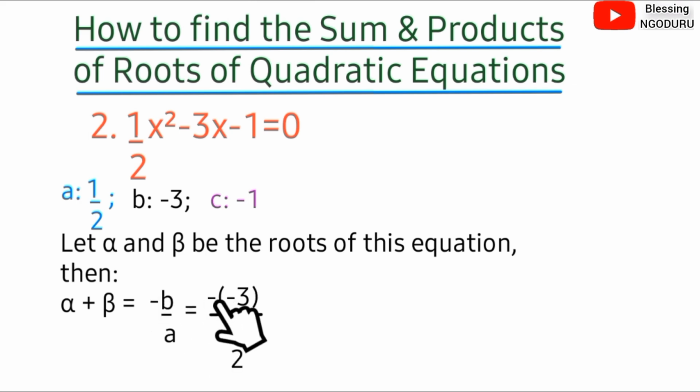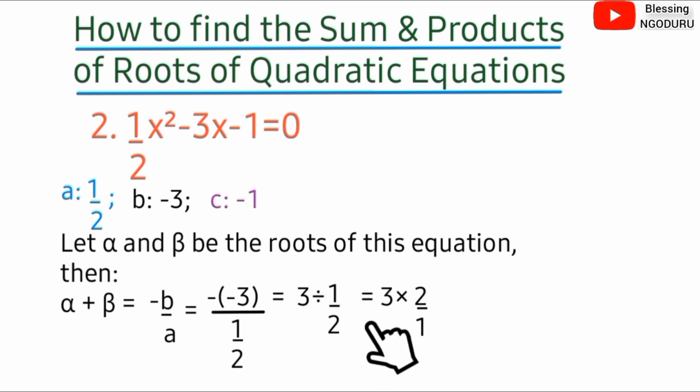So we have minus, our B value is -3, divide by A, and our A value is 1 over 2. Minus times minus will have plus, so here we have +3, divide by 1 over 2. 3 divided by 1 over 2 is equivalent to 3 times 2 divided by 1. 3 times 2 gives 6. 6 divided by 1, 6. Therefore, the sum of root of this quadratic equation is equal to 6.